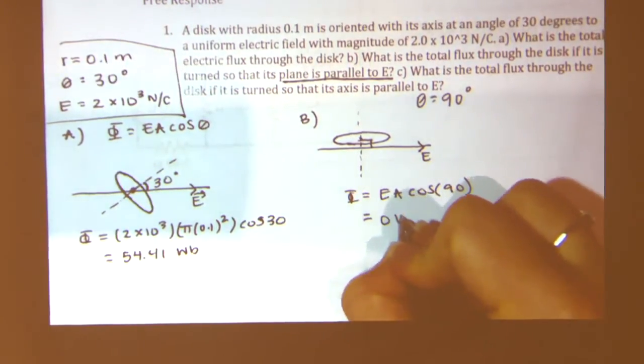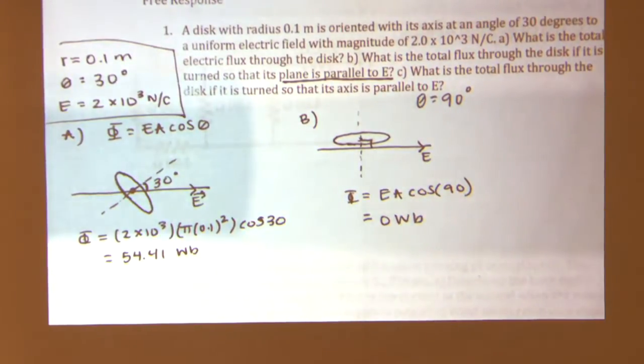So the total flux through this will just be 0 Webers, and that makes sense because if you're turning this disk so that the electric field can't go through the area of the disk, there's nothing going through. Kind of like if you think of a hula hoop, nothing's going through the hole of the hula hoop, so nothing can happen. There's no flux happening.